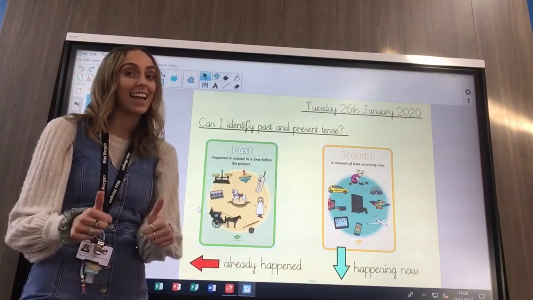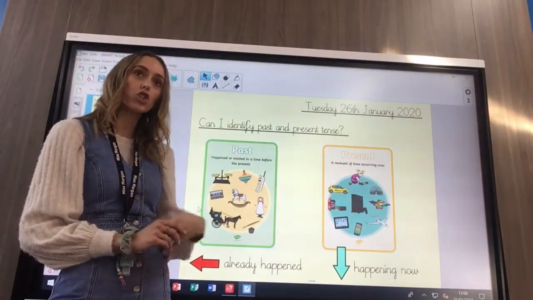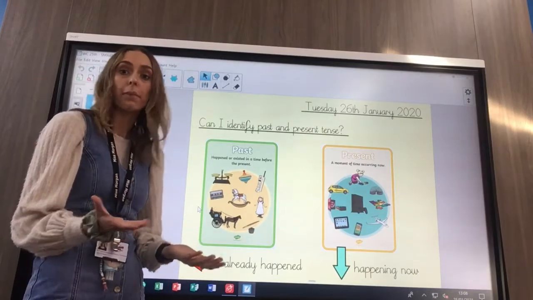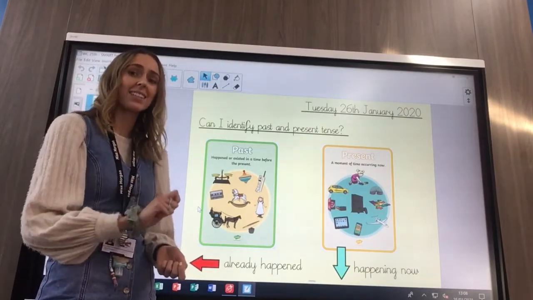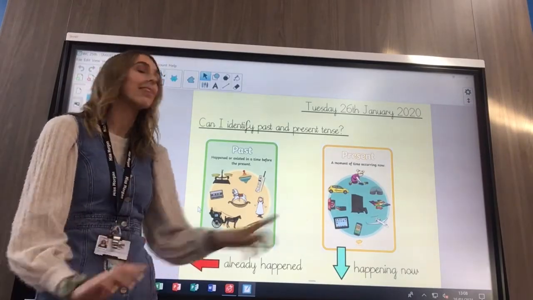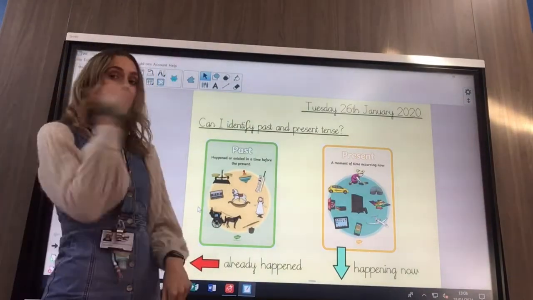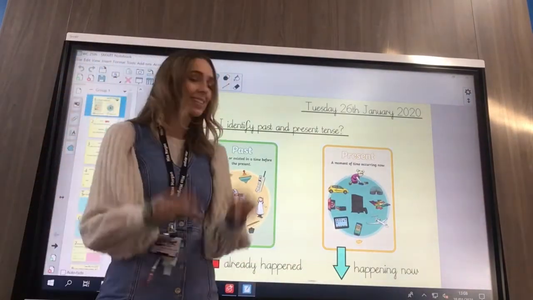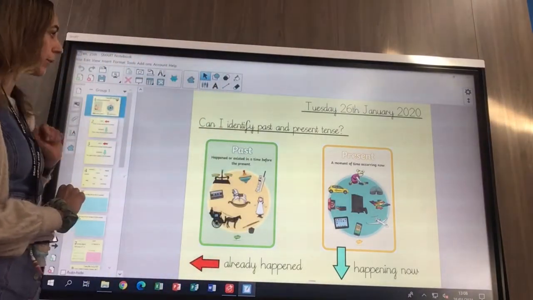Now, we've done the tenses before in our literacy, and we know that when we're reading a story or an information booklet, for example, it is written in past tense, so it's already happened, or it's written in the present tense, so it's happening right now. So past tense, already happened. Present tense, it is happening now. So let's recap some of our learning.